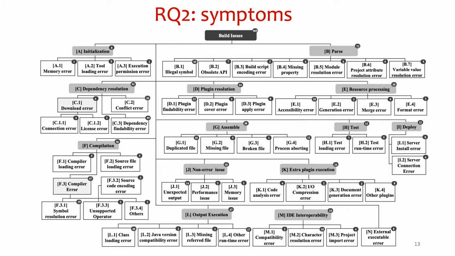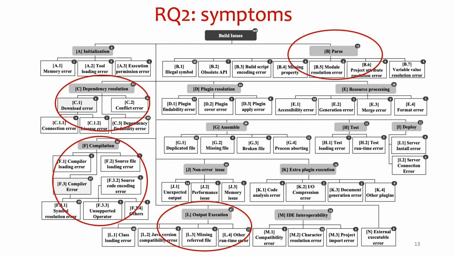The broad scope of build error types indicates the prevalence and the diversity of build failures. Due to time limitation here, I'm going to share some frequent categories, and more details can be found in our paper.